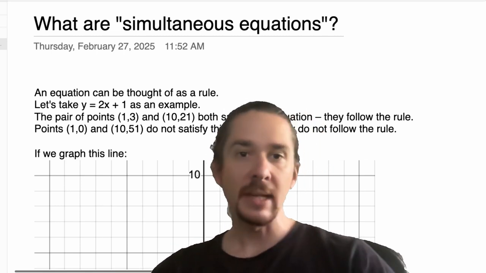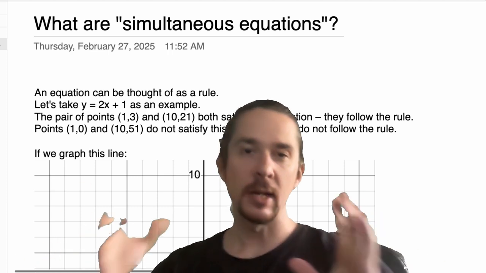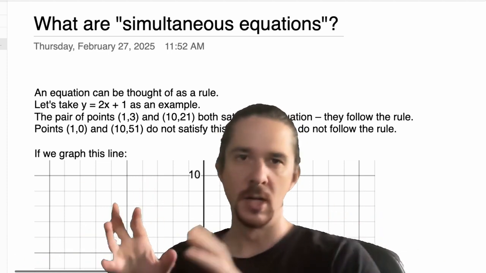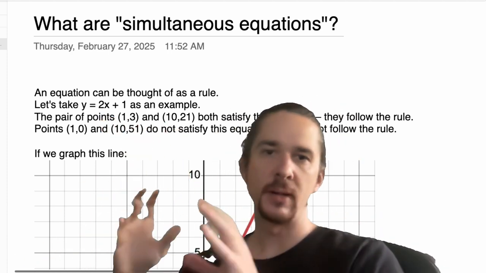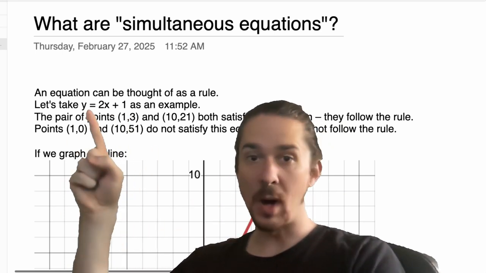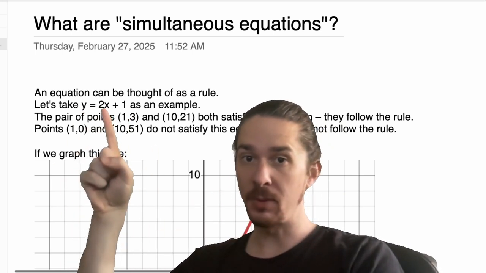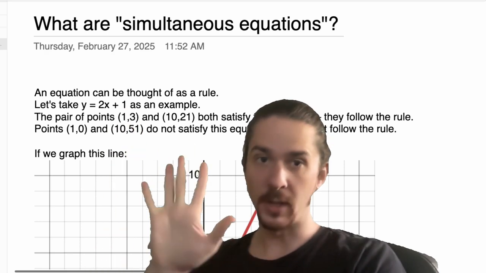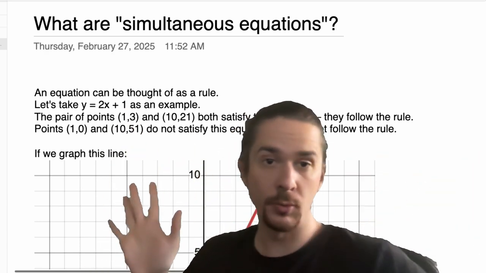The way I explain this with my students is I say an equation can be thought of as a rule. So if we take this as our example, y equals 2x plus 1, that's a rule. Any point on this line, the y coordinate must be double the x coordinate plus 1. Okay, that's the rule. We have to follow the rule for this line.